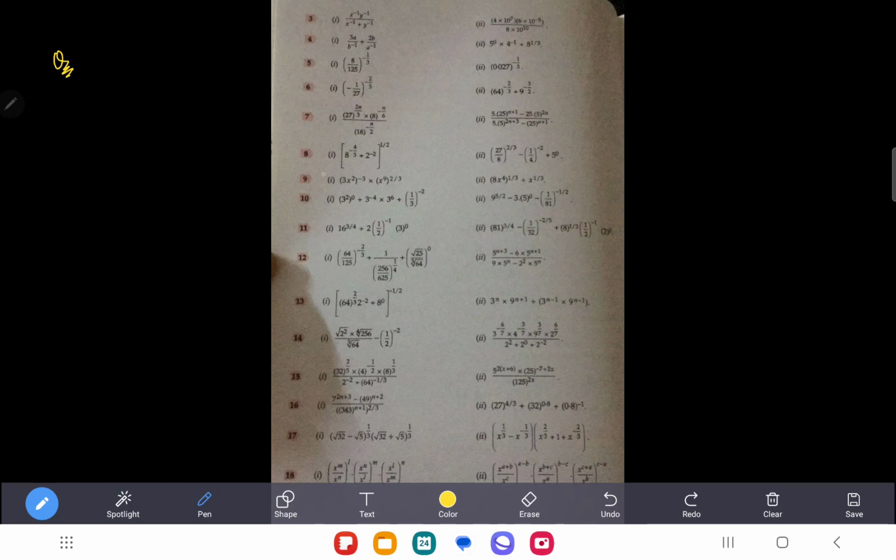Which question do you think? Solve question number 9. It says: 3x squared raised to the power minus 3, times x raised to the power 9, raised to the power 2 over 3. How do you think you should solve this? Wait, is it 3 times or 3x?